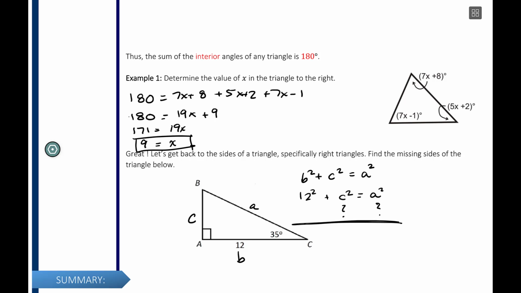If I have two unknowns and two equations, I could work with it. But with only one equation and two unknowns, that's an impossible situation. I can't solve for that. So what do we need to do? Well, we need to work with these angles here.